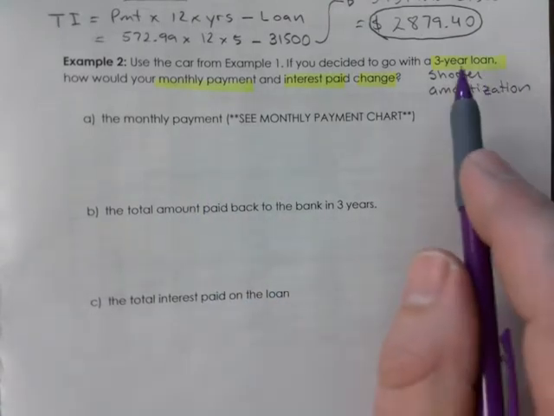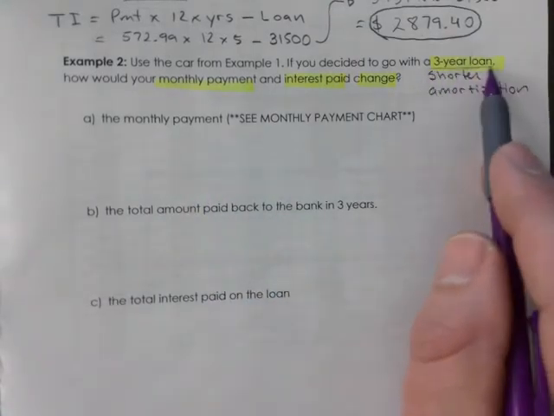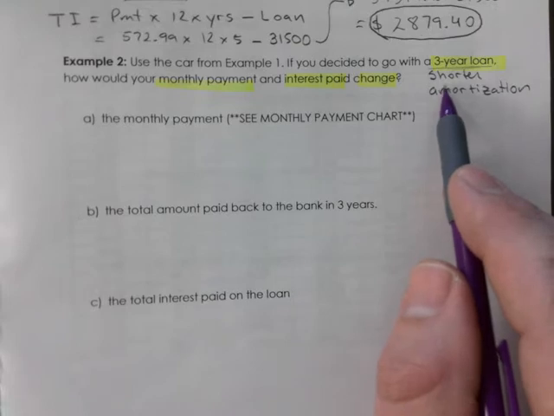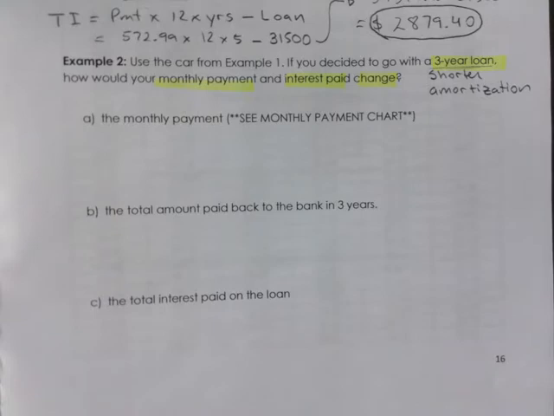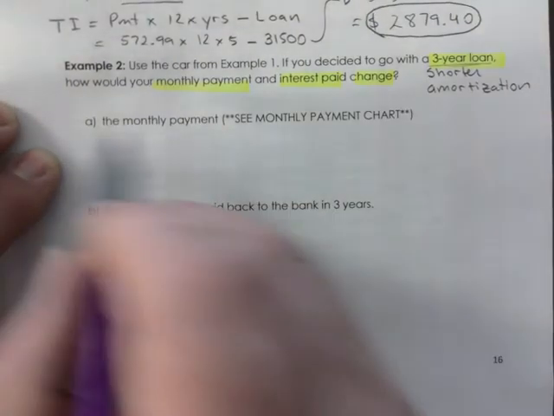So let's see, what do you think is going to happen if you take less time to pay it off? What's going to happen to your payment? It's going to go up, right? Because you have to pay it off faster. What about the total interest paid? It's going to be less, right? It's intuition, or it kind of makes sense, right? If you take less time, then it will be less money from your pocket overall. So let's explore that here.